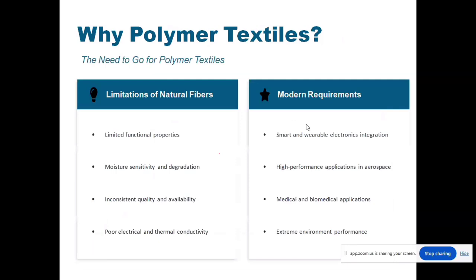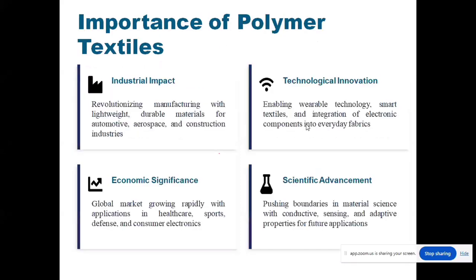So for polymer textiles, there are a number of limitations of natural fibers. Modern requirements are smart and wearable electronic integration. That is a requirement. High performance applications in aerospace, medical and biomedical applications, and extreme environmental performance. These requirements can be met with the help of these polymer textile materials. Polymer textiles have an impact on industry, with a number of inventions in technology, and economical significance and scientific advancement. In all those areas, polymers and textiles are used and preferred.